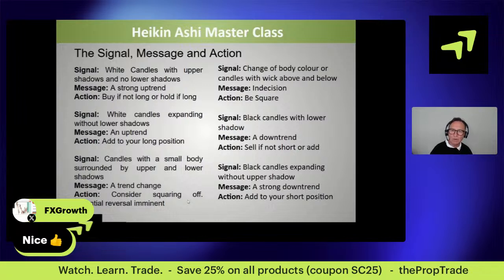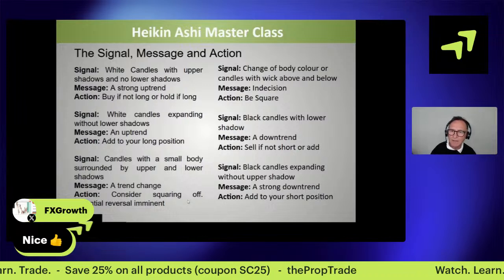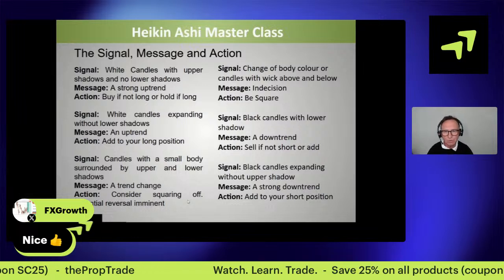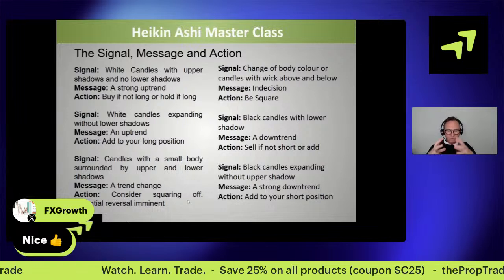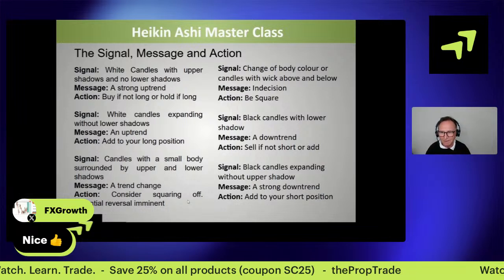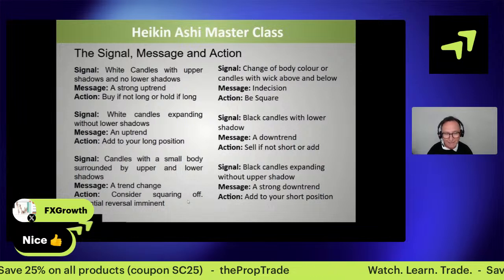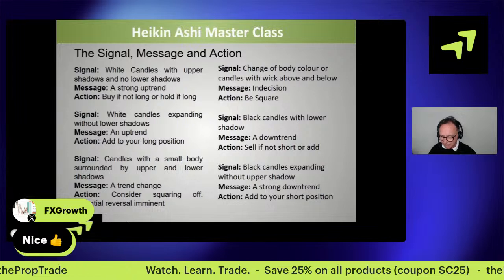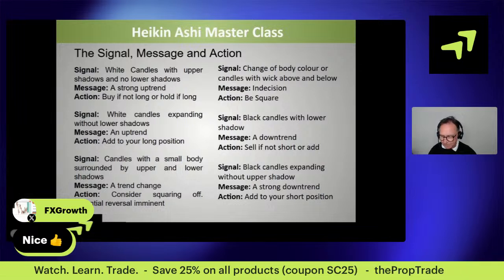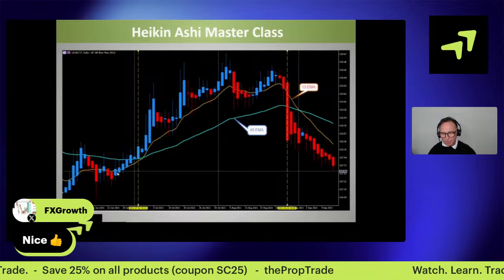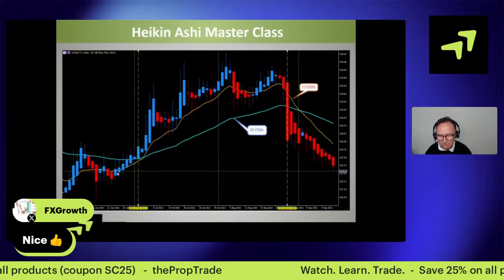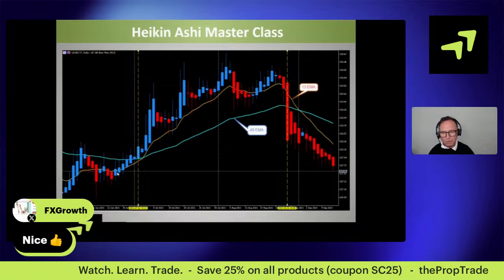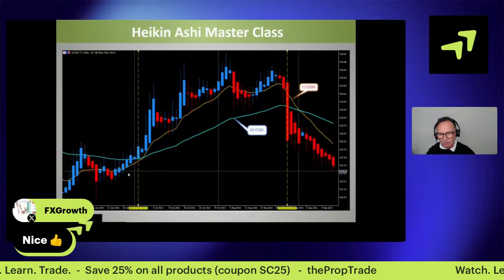So white candles or green or whatever color you're using, upper shadows, no lower shadows, a strong trend. Buy if you're not already in, hold if you are already in. You've got a white or green candle expanding without lower shadows, it's an uptrend. Add to your position. So the other thing, if we just go back to the previous chart, the beauty of the candles is you can scale in and scale out and just add to the position, or you just buy, or you put all your risk on at once.